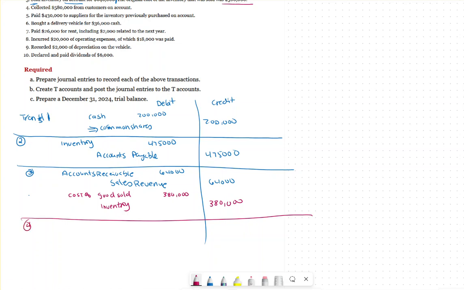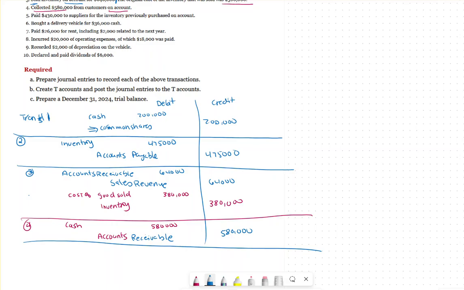Number 4 said that we collected 580. If we collected, my cash is going up by 580,000, and it's from on account. So then we paid on account. That means a customer is making a payment, accounts receivable. And that is my 580,000.